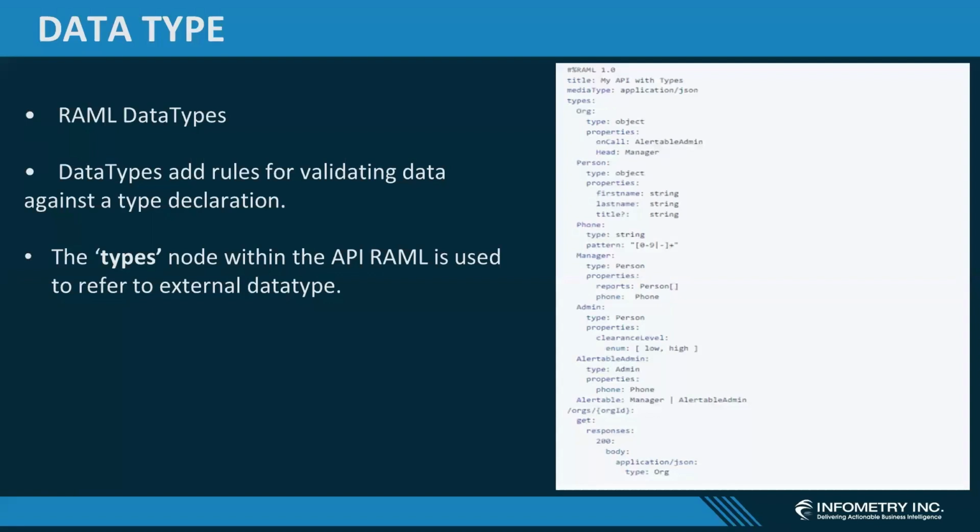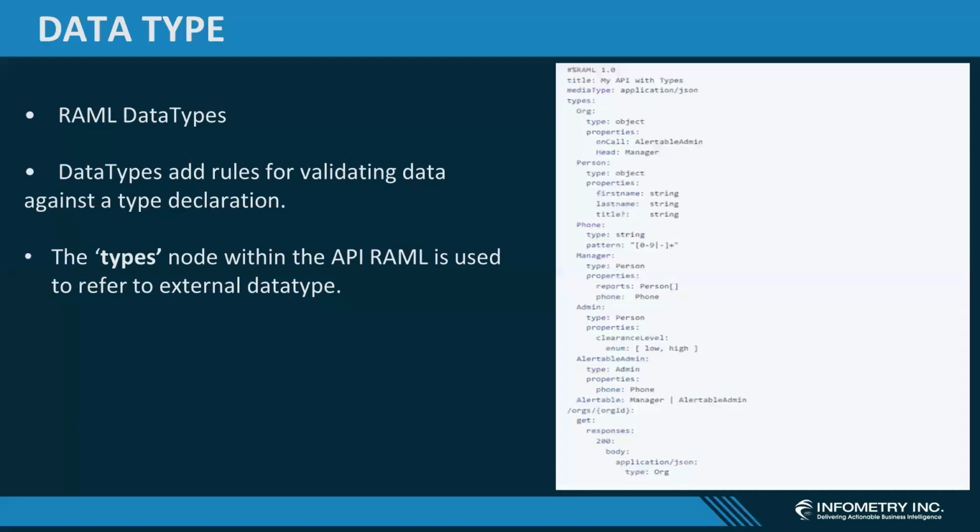So here manager is type equal to person. So we have included this person data type in the manager. Just like that, also you can see in admin API we are referring to the person data type, and also we are using an enum data type. Enum means it will accept low and high. In this example, it will accept either low or high. Just like that, we are referencing other types as well.